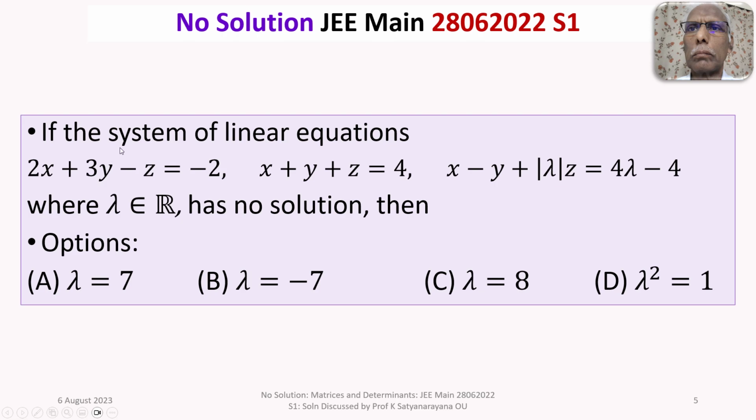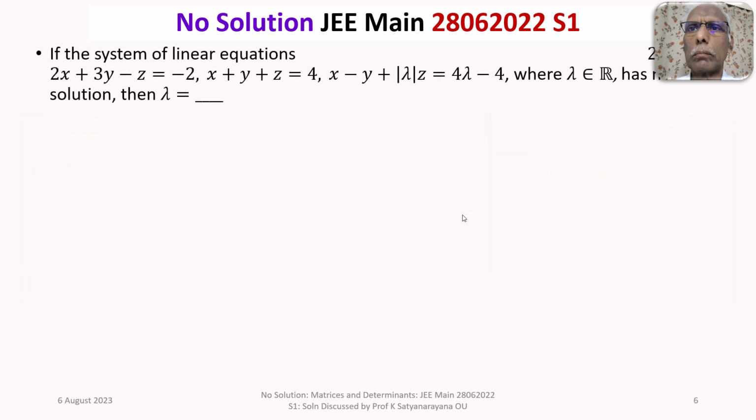So we have the given system of linear equations. There are three equations and three unknowns x, y, z. And one of the equations contains lambda, where lambda is a real number. Now, if this system of linear equations has no solution, then we have to find the value of lambda. We now discuss the solution of the problem in detail.